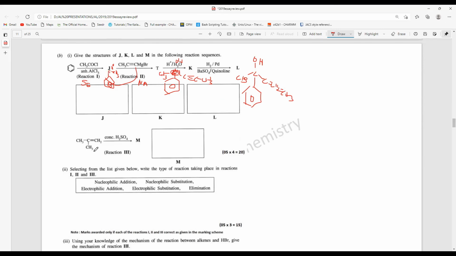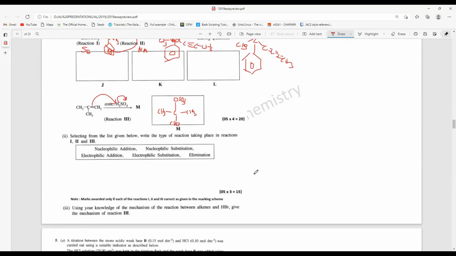And there is another reaction given, reaction 3. So H2SO4 is added. Basically what is happening is this pi bond attacks this one hydrogen and this bond breaks down. So basically this will form CH3, CH3, hydrogen, CH3, and here there will be OSO3. And when you hydrolyze this, this will form OH. That is what normally happens, right?